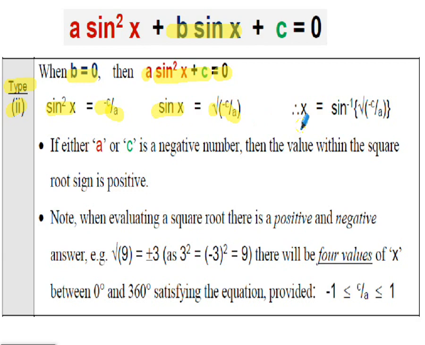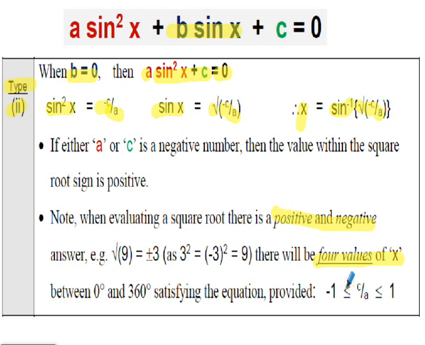To find the value of x, we take the inverse sine of both sides, so we get sine to the minus 1 of the square root of minus c upon a. Now don't forget, when you take a square root, there are always 2 solutions. So in this particular case, we will end up with a plus and minus value, and that will actually result in positive and negative values, giving us 4 values of the solution. There will be 2 values of x relating to the plus ratio and 2 values of x relating to the negative ratio. You'll see this in the examples over the page.